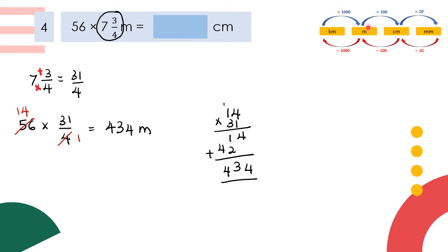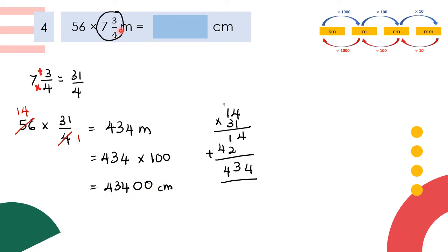Look at the formula. M into cm, we need to times 100. Okay, so you write down 434 times 100. So if we times 100, we just add 2 zeros at the end of the number. So 43400. Like this, 43,400 cm. The answer is 43,400 cm.